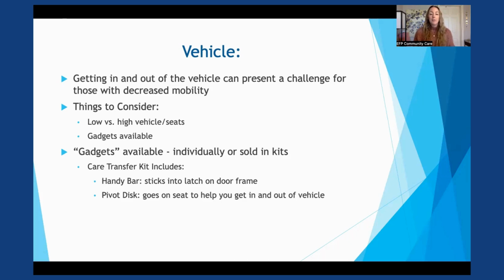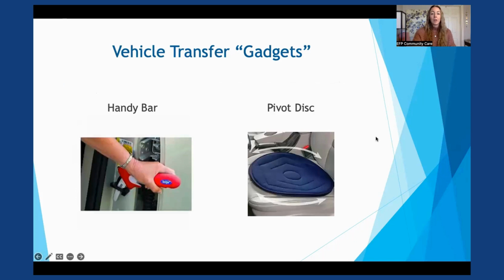The other thing is a pivot disc. I'm going to go to the next page here so you can see what I'm talking about. So the handy bar is this one. You can see it's in that U loop and it does come in and out. Pivot disc: this is just a fabric disc and it swivels. It can be very helpful. If we struggle to get our legs in and out of the vehicle, it can be a great tool to help you with that, or to help someone else that helps you get your legs in the vehicle too.